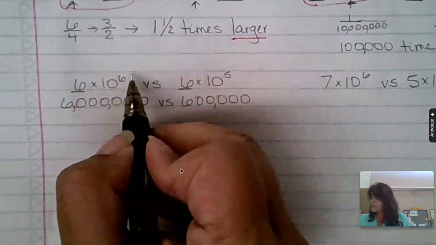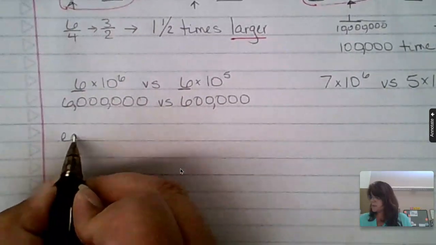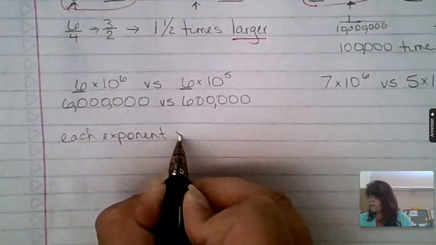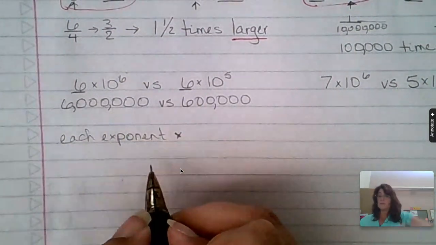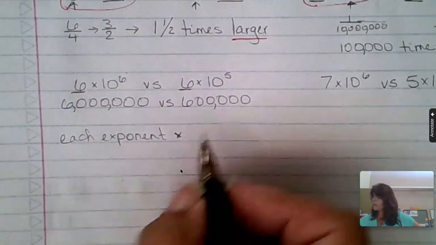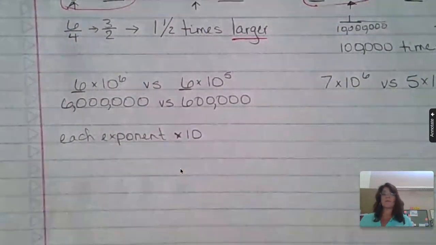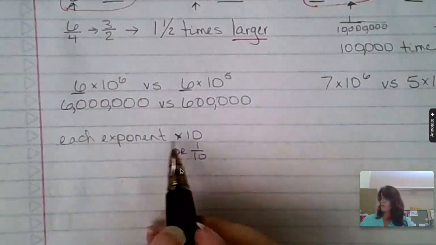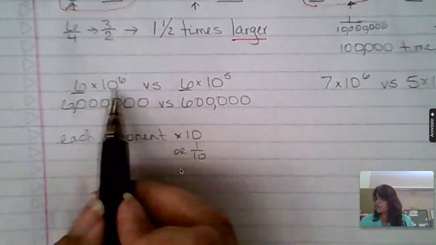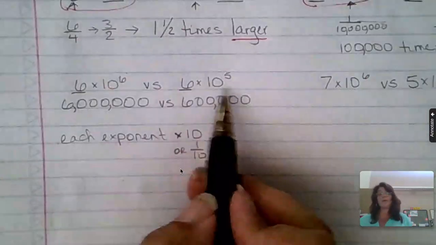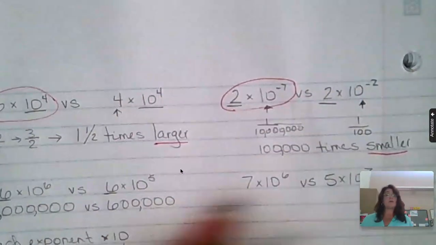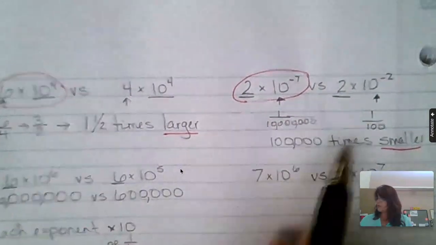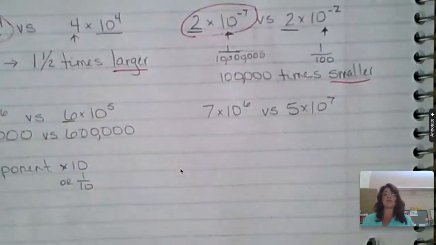Notice for every time this exponent changes, you're going up or down by 10, depending on whether it's up or down. This first one is 10 times larger than the second one. So we're determining which one's larger and by how much.